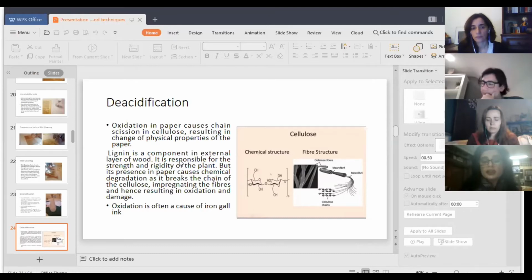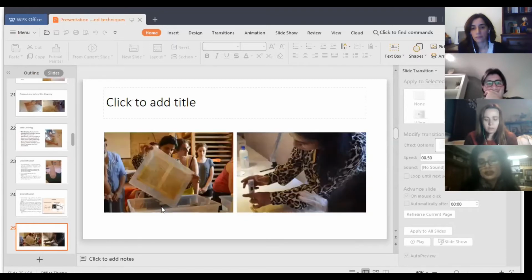So therefore we suggest the remedy of deacidification, because it saves the paper from further breakage of the cellulose chain. There are a few factors which are responsible: environmental factors, and then lignin, a component that is responsible for oxidation. Lignin is found in the external layer of wood. It is responsible for the rigidity of the plant, but it is extremely damaging when it is present in paper pulp. It causes oxidation. And then, of course, oxidation is also caused by some kinds of inks, for example, iron gall ink.